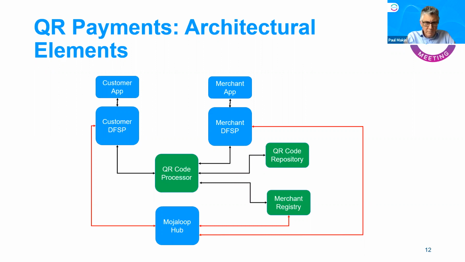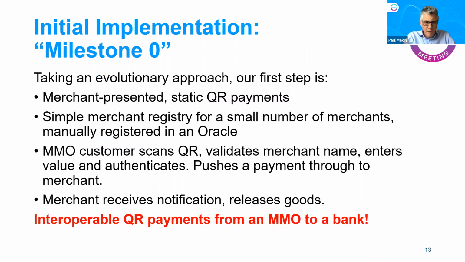Moving on, Michael. So we're going to try to take an evolutionary approach. We're not going to do that whole ecosystem in one. So for Milestone Zero, we're going to try to do something fairly straightforward. It's a merchant presented static QR code. We're going to carry out simple merchant registry for a small number of merchants, and they're going to be manually registered in an Oracle. And in this case, we will not be carrying out merchant vetting.